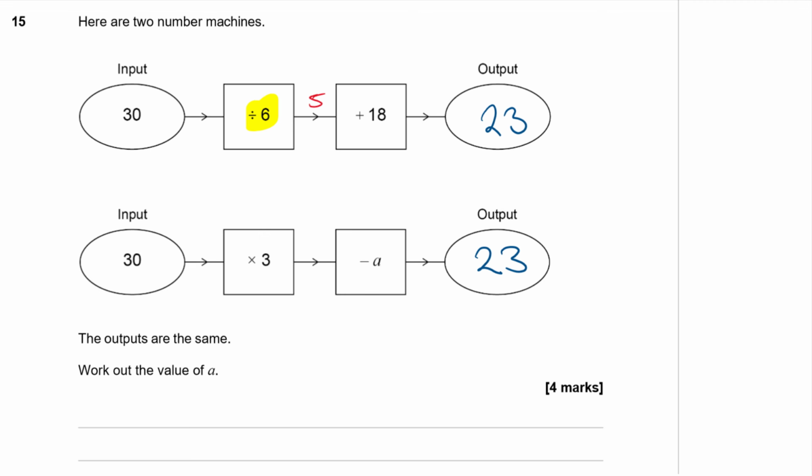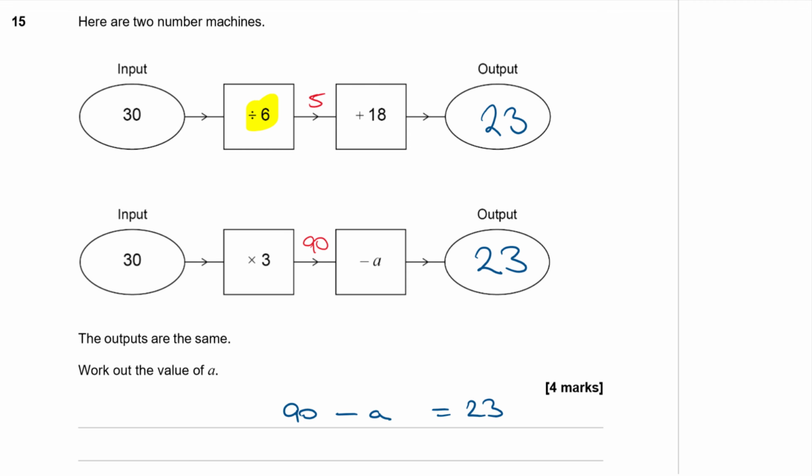Now, normally I'd work backwards here to work out A, but I think it might be easier to come at it from both ways. So 30 times 3 would be 90, so my midway value here would be 90. And then if I subtract A, I get 23. So I can write that down as an equation: 90 take away A is 23.